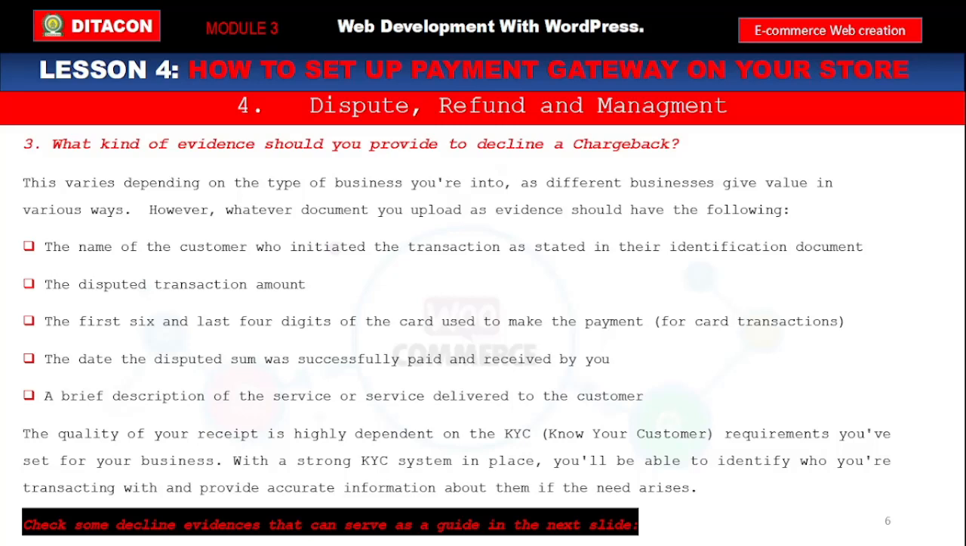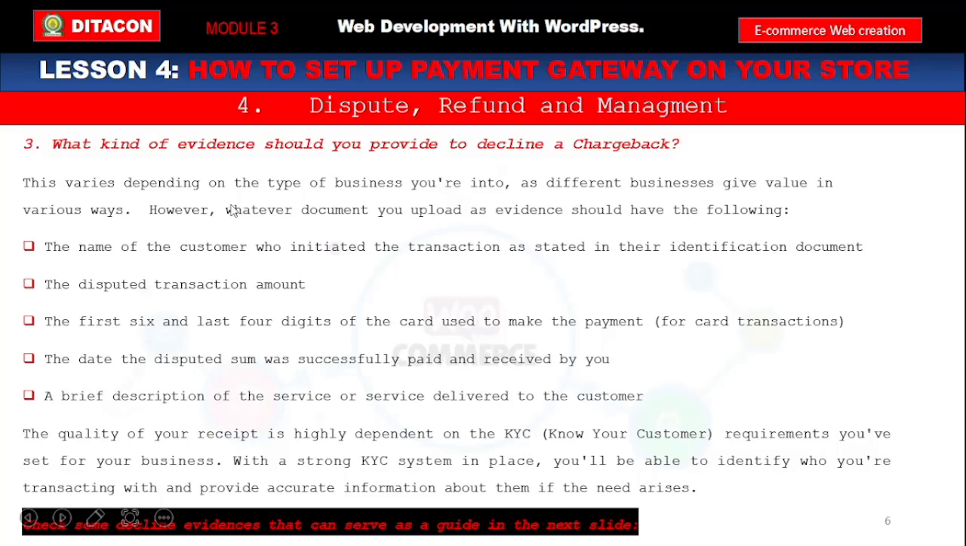The first of this is the name of the customer who initiated the transaction, as stated in their identification documents. The name of the person must be clear on your receipt. That is the reason why you have to make it very important that your customer submit their name before they make any purchase on your platform.